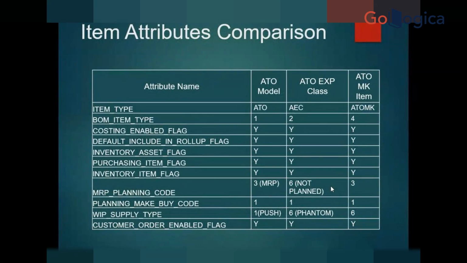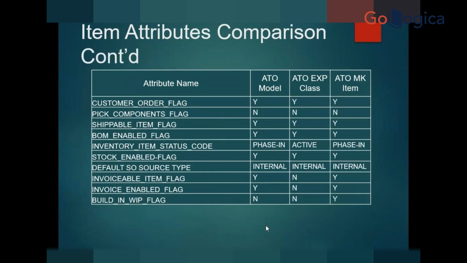Then we have MRP planning code, planning make-by code, WIP supply type, and the customer ordered enable flag. This is the customer order flag. This is another one: pick components, shippable item, BOM enable flag. Inventory items are the status flags in the MTL. These are all flags available under the MTL system B table, right? MTL system B table. Correct.